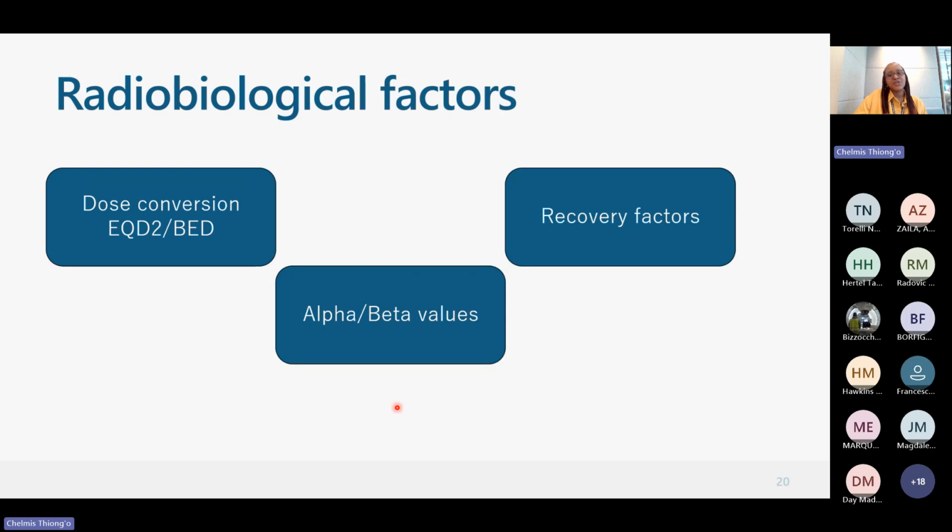The alpha beta values were reported in most full papers, with the consistent use of 10 gray for target volumes and 2 or 3 gray for other organs at risk, although some studies applied structure-specific values or did not specify them at all. The recovery factors or dose discount factors were mentioned in only a few studies, and there was no standardized approach to incorporating tissue recovery.